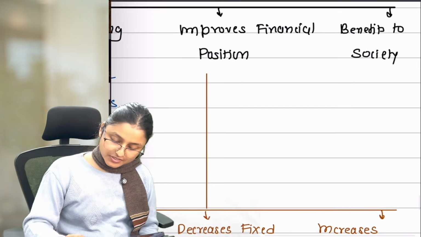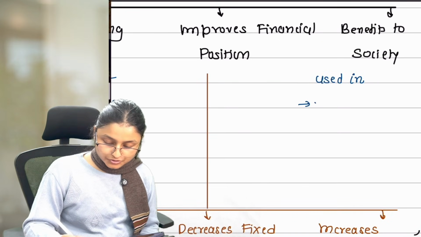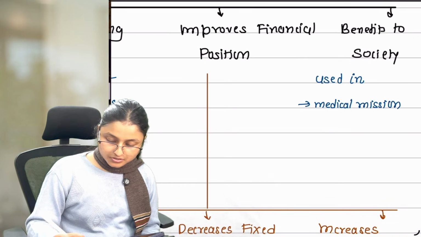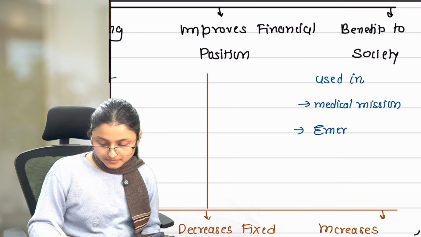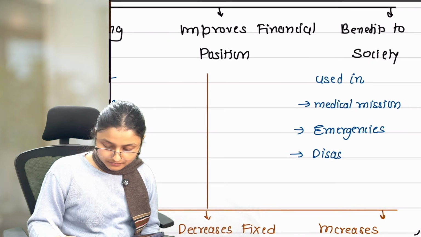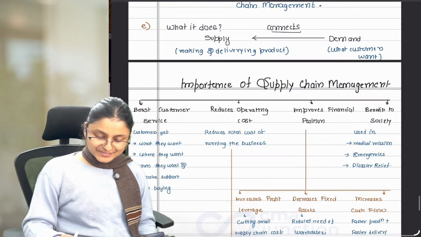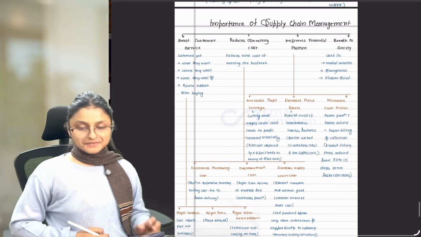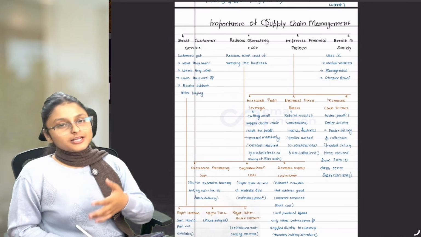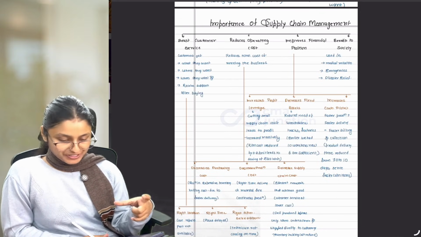Next comes benefits to society. What is the benefit to society? It is used in medical missions, emergencies, and disaster relief. Done. So these are all the importance of supply chain management, which we have written very nicely, and it will be really helpful for us to revise it when we have only 1 month or 1 day before exam.